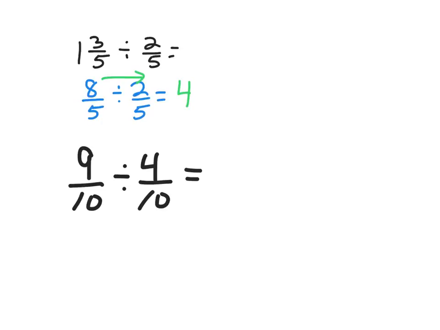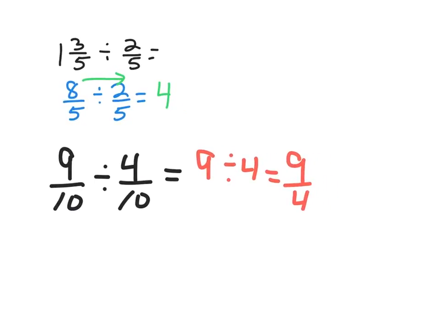9/10 divided by 4/10. I have 9/10, and I'm taking them 4 at a time. So I have the same denominator, the same size pieces, so I can just say 9 divided by 4. I can express it this way so it's easier to simplify, and 4 goes into 9 twice with 1/4 left over. So 9/10 divided by 4/10 is 2 1/4.